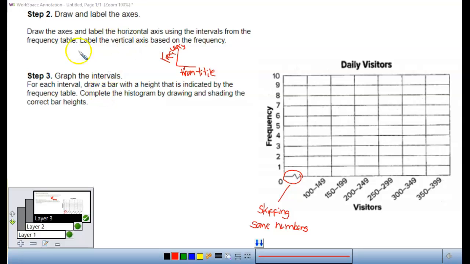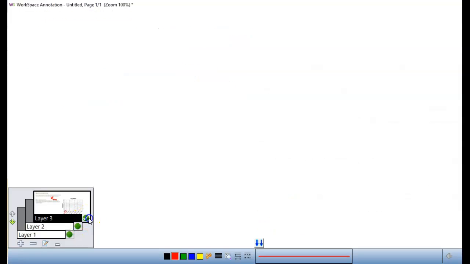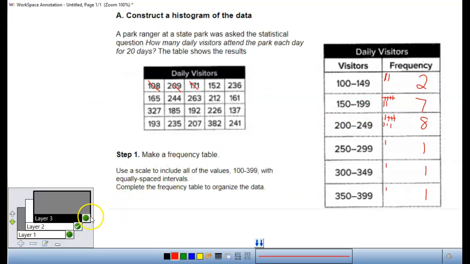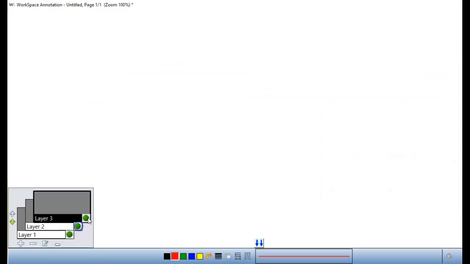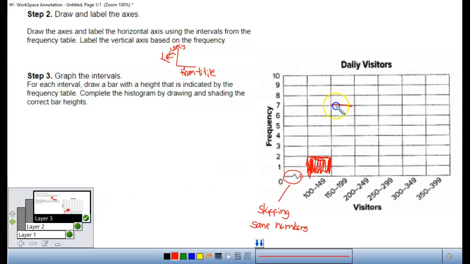So for step 2, for each interval we draw a bar that's the height indicated by the table. Looking at this, that first one is 2. So right here, I'm skipping this one because it's not an interval, but right here I'm going to go up to 2. I'm going to draw my little box. Histograms we shade in, so shade it as best you can. Next one says 7, so we're going to go up to 7, and same thing, we're going to shade. Go ahead and pause the video and fill out the rest of this histogram.